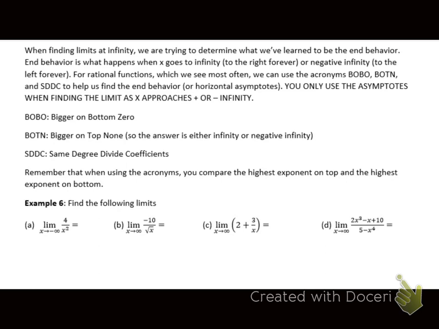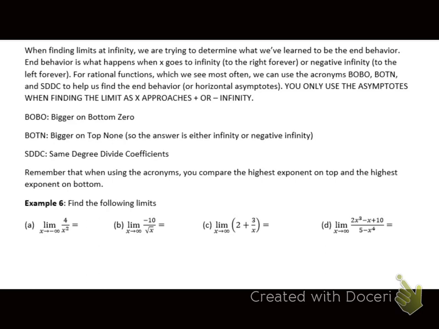Now remember, when we were looking at graphs, I described the limit as x approaches infinity and negative infinity as end behavior. And like I said, you've heard of this before, when you were dealing with rational functions. When you were in Algebra 2, if you took Algebra 2 at Seguin, I told you that to find end behavior, all you do is use the 3 acronyms, BOBO, BOTN, and SDDC. Yes, it is coming back, all right? Because that's the easiest way to do this, the absolute easiest way. If you can remember those rules, you're going to be perfectly fine, and it's going to be so super easy.